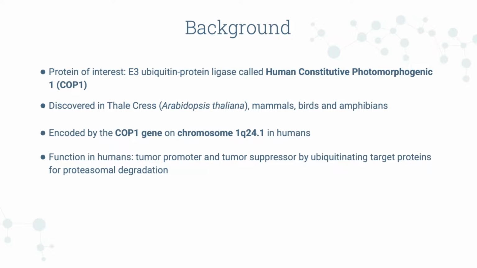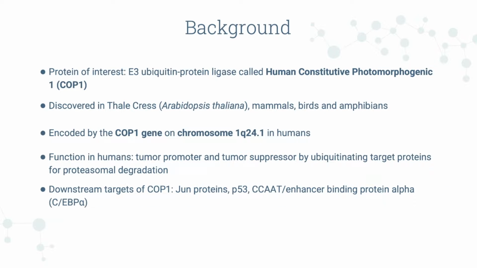In plants, it is engaged in light-mediated development, and in humans, it functions both as a tumor promoter and a tumor suppressor because it interacts with proteins involved in cell survival, growth, and development. Overall, as an E3 ubiquitin protein ligase, COP1 mediates the ubiquitination of target proteins, leading to their proteasomal degradation. And it has many downstream targets, including the Jun proteins, p53, and the CCAAT enhancer binding protein alpha.